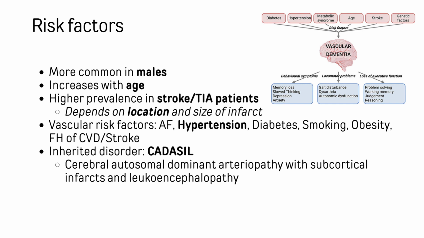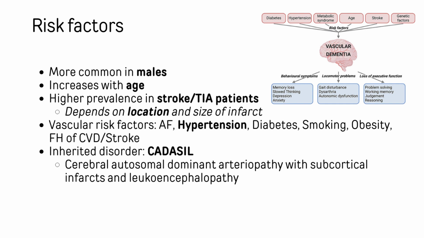So that's diabetes, hypertension, metabolic syndromes, being elderly, being male, stroke, atrial fibrillation, genetic risk factors. The most common risk factor you need to be aware of is stroke and TIA, and the fact that it's at greater risk in the elderly and males. Another very important risk factor is hypertension and having a family history of cardiovascular disease or stroke.